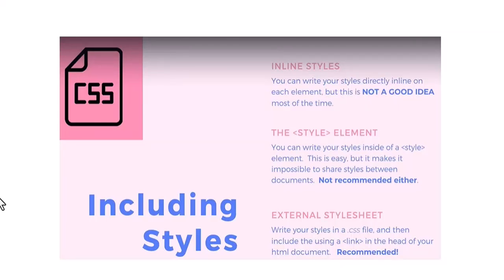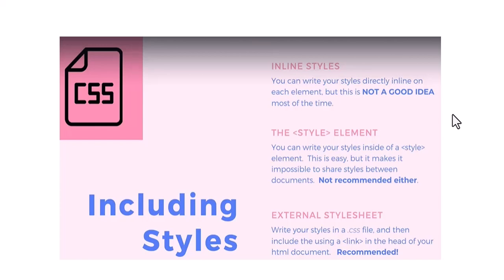When we talk about the style, we can apply the CSS styles to HTML in three different ways. First is the inline style. You can write your style directly inline on each element. Like you are writing the heading, you are writing some paragraph. So inside the paragraph you can mention the color, the font size, etc.